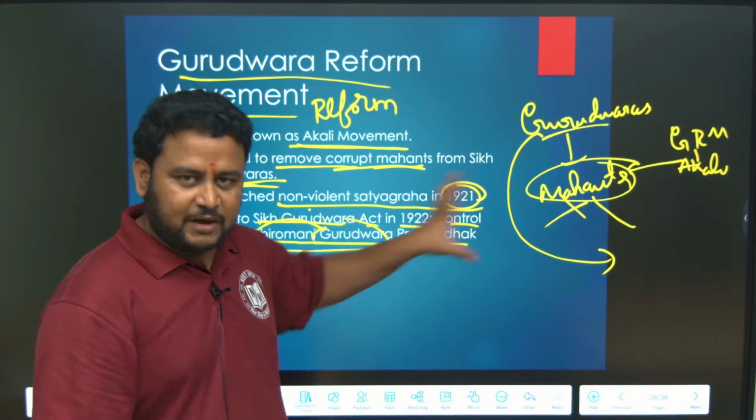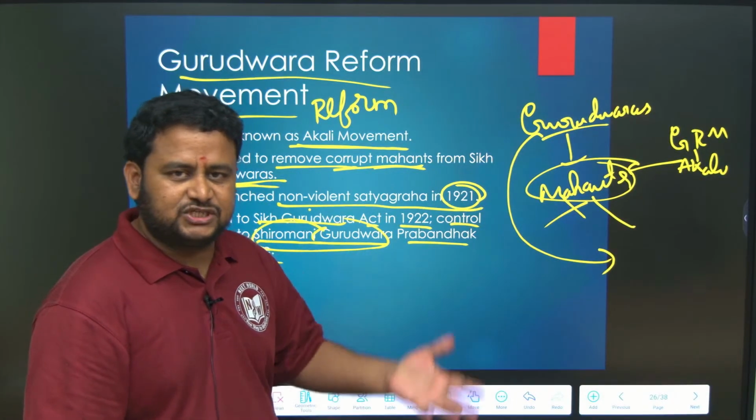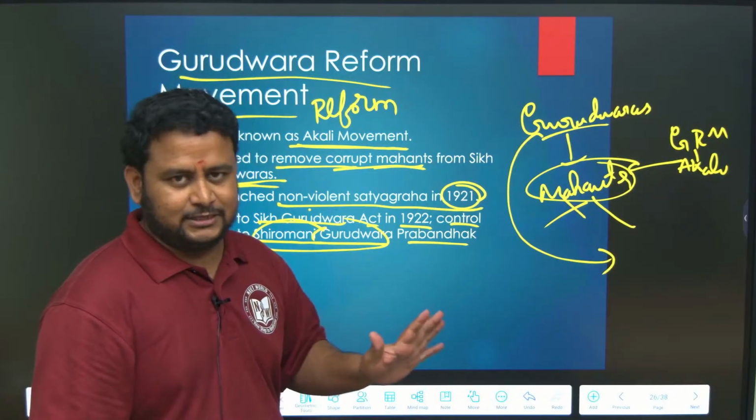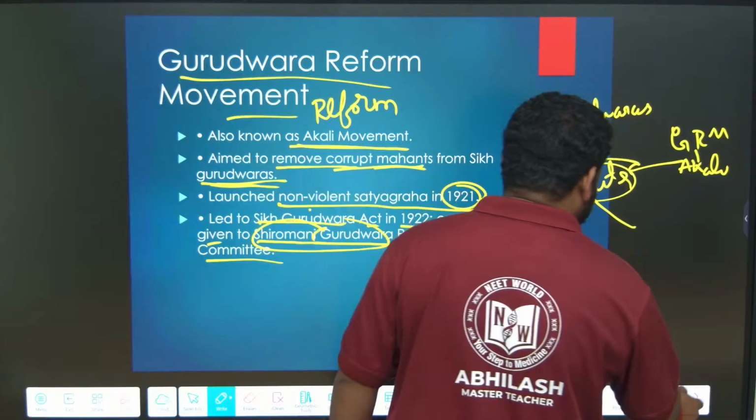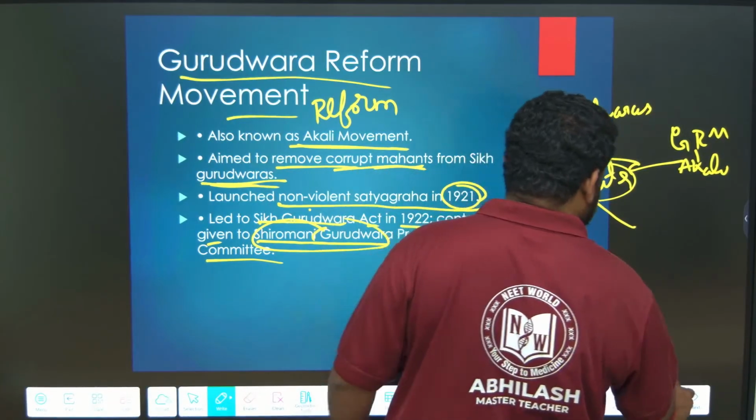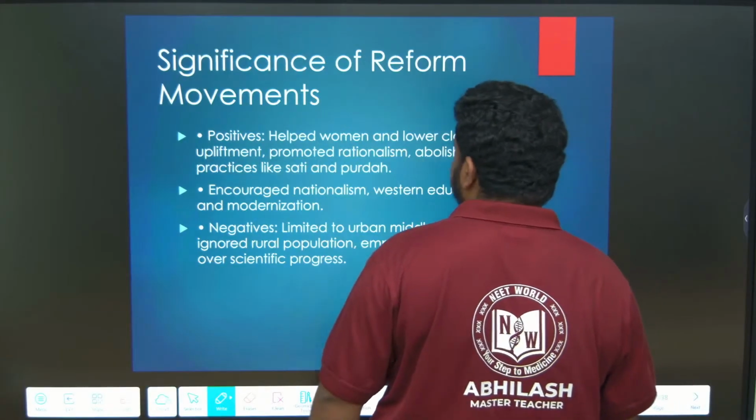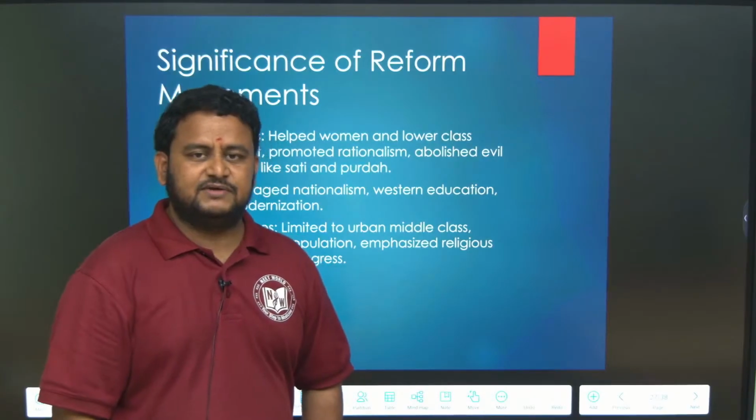Remember this. From Mahantas, it was given to the Shiromani Gurudwara Committee, which will administer who should be the next Sikh Guru. When it comes to the Gurudwara reform movement, you have to remember it was also called the Akali movement, against corrupt Mahantas in Sikhism. Earlier it was non-violent and it participated in the non-cooperation movement in 1921.